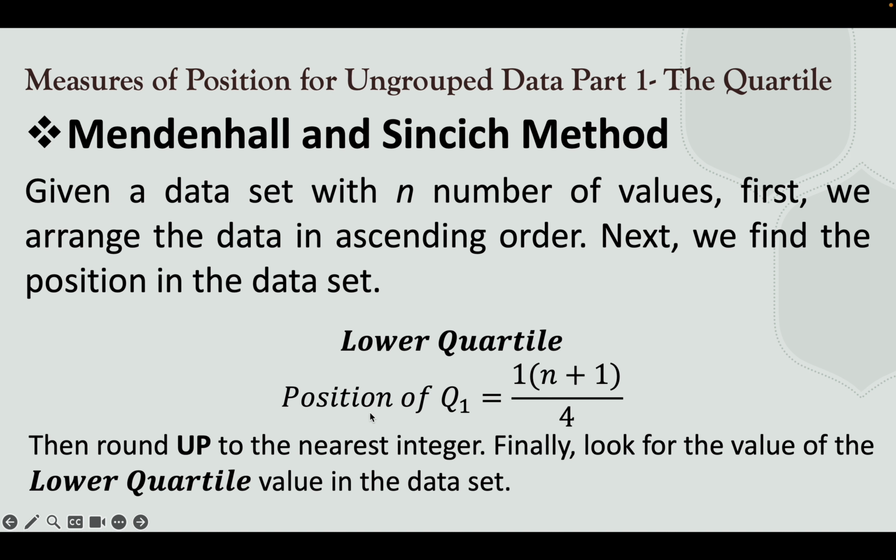So we need to remember, class, in the Mendenhall method, in the lower quartile, always round up, no matter what the decimal is. For example, 2.5, round up, so 3. 2.3, round up, that is 3. Always round up in the lower quartile. And finally, look for the lower quartile value in the data set.